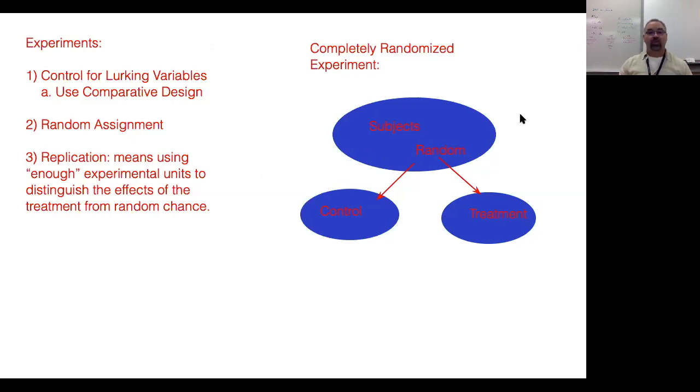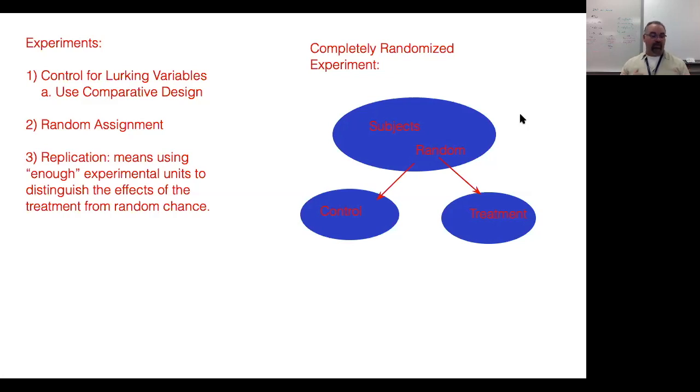Now notice, it's a comparative design because I have my control group and my treatment group. I've used random assignment, and then let's say we had 100 subjects or 1,000 subjects, or AstraZeneca is doing a COVID-19 trial with 50,000 participants. So they're really doing a lot of replication. So that's a completely randomized design. It's very simple.